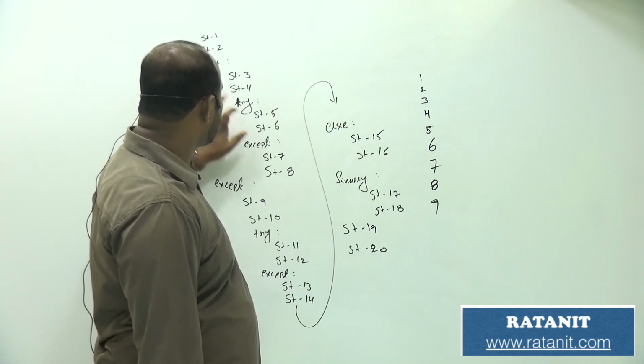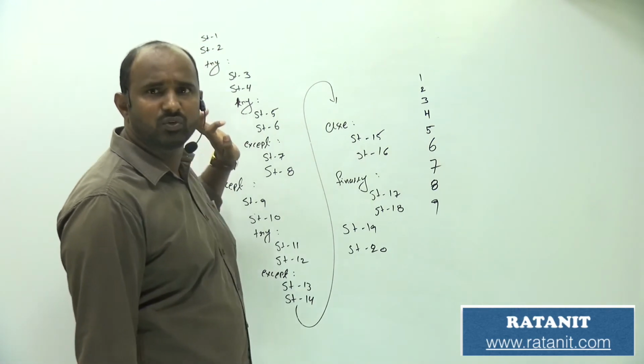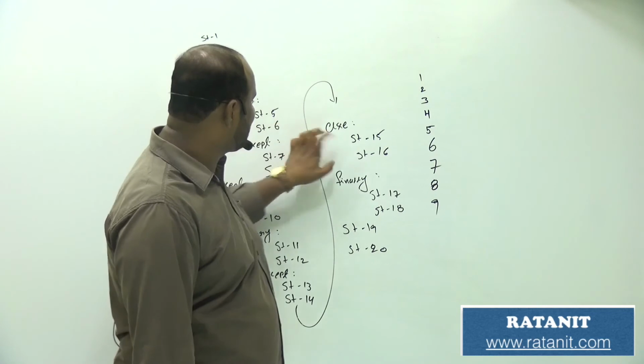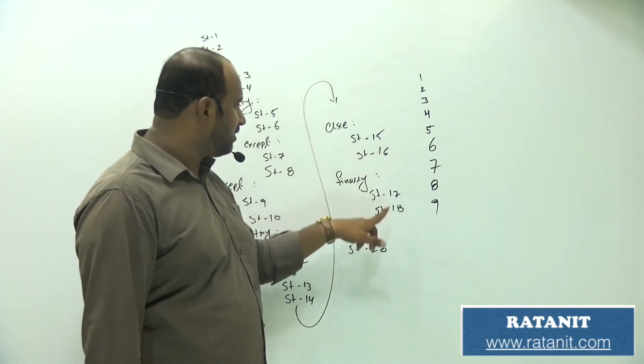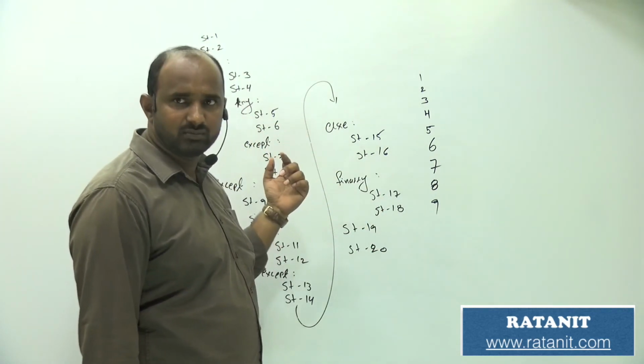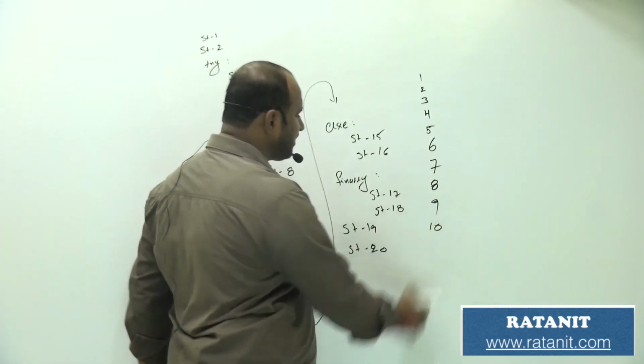1, 2, 3, 4, 5, 6. Tell me, 15, 16, 17, 18, abnormal termination. That's it. The last case, case number 10.